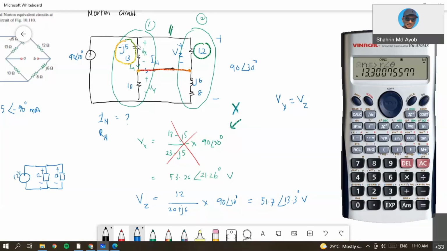Because these two elements are in parallel, same like this, this element and these elements are in parallel connection. So the voltage across them should be equal. If Vx is 53.26 with an angle 21.26, the Vz also should have the same values.